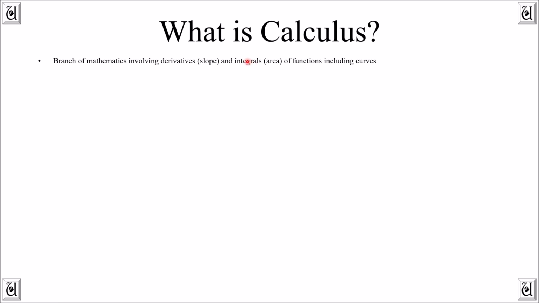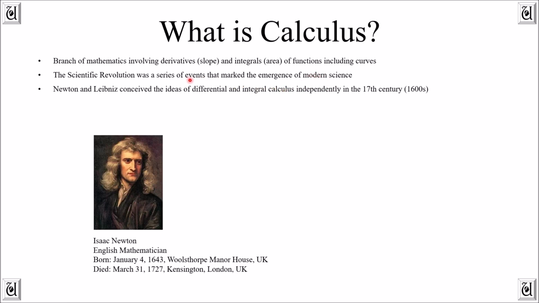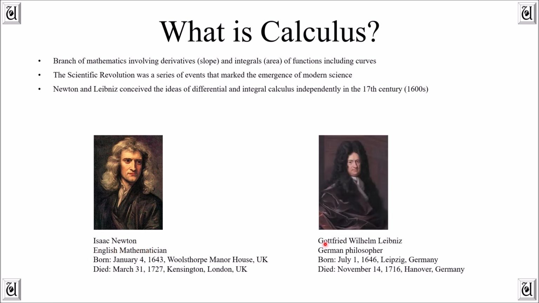So, the easy answer, it's a branch of mathematics, right? And so it involves derivatives and integrals of functions, including curves, which is great. And that just has to do with slope and area, which I'm sure you've heard of before. And this happened right around the scientific revolution time, where modern science was coming about. And so we were in the 1600s, and we had Newton and Leibniz conceiving these ideas independently of each other. And Isaac Newton was an English mathematician, and you had Leibniz as a German philosopher.